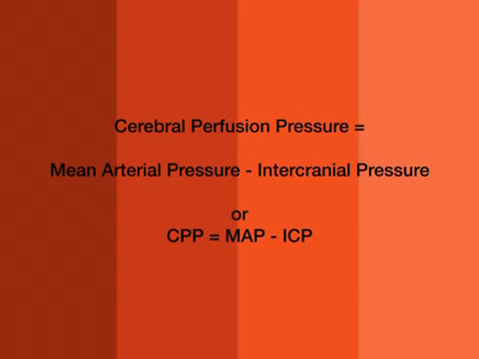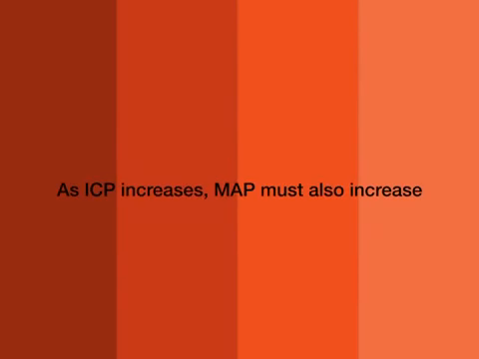So cerebral perfusion pressure, this is the amount of pressure that we need to have blood going to the brain. It's the mean arterial pressure minus the intracranial pressure. So CPP is equal to MAP minus intracranial pressure, or ICP. As our intracranial pressure goes up, our blood pressure must also increase, to overcome it, so we can keep blood flow going to the brain.